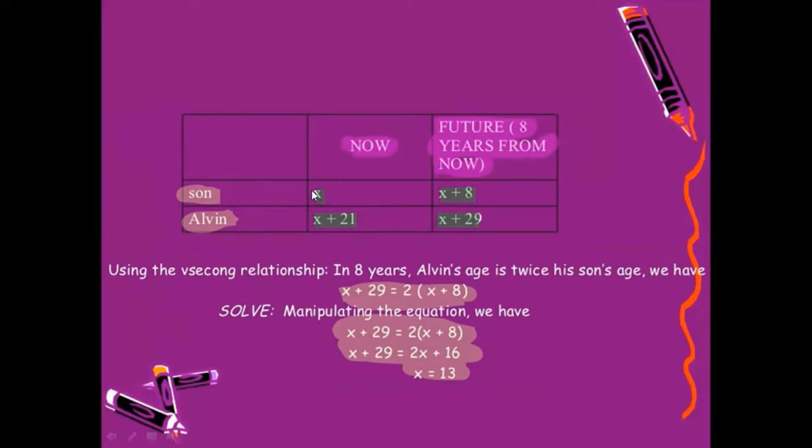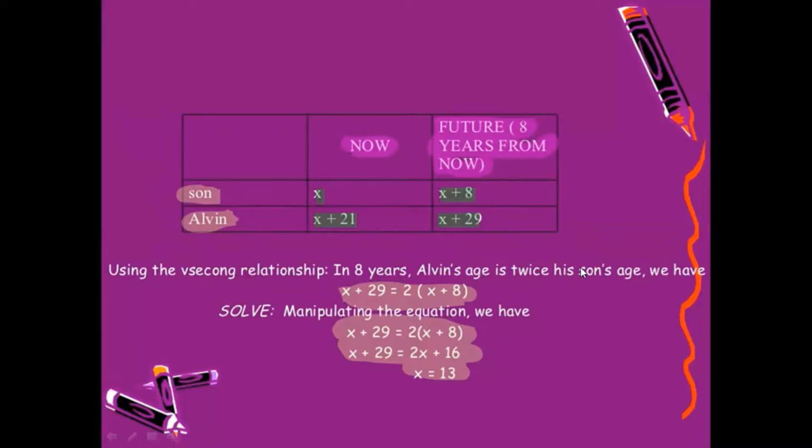So son is x, so simple. This is the required and desired value. Alvin is x plus 21 as father. The next is that now and 8 years ahead in the future, so we will have to add these 8 years to the age of each and everyone. Using the relationship: in 8 years, Alvin's age is twice his son's age.